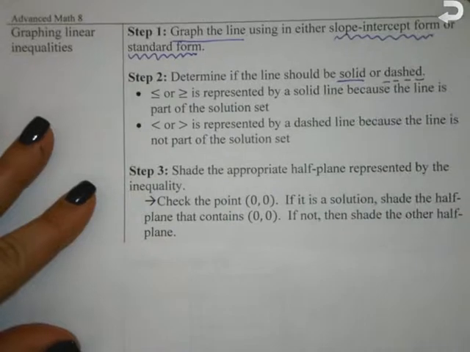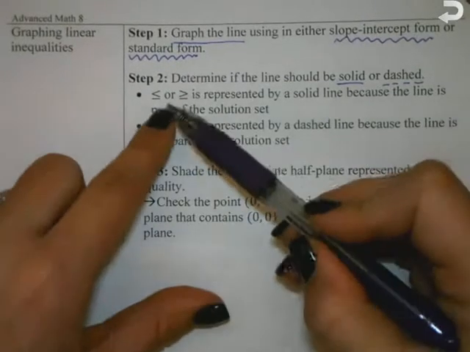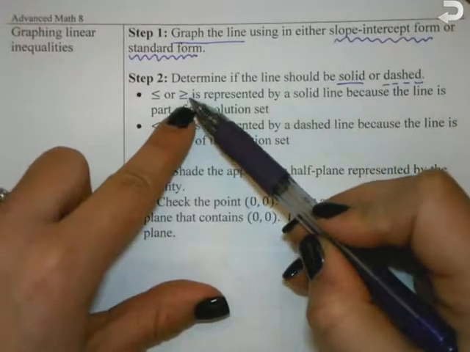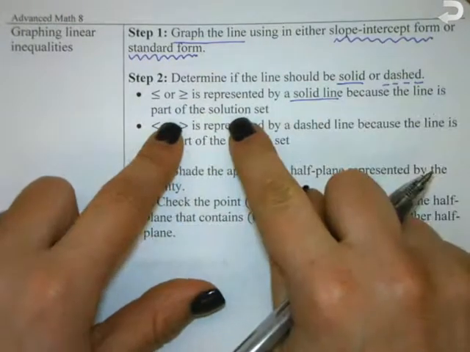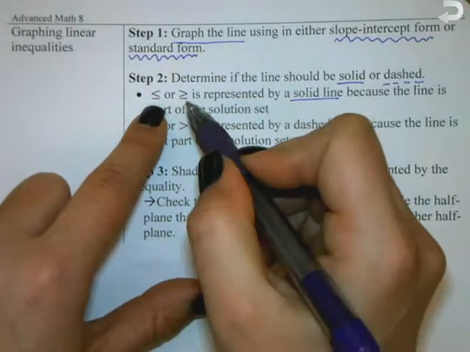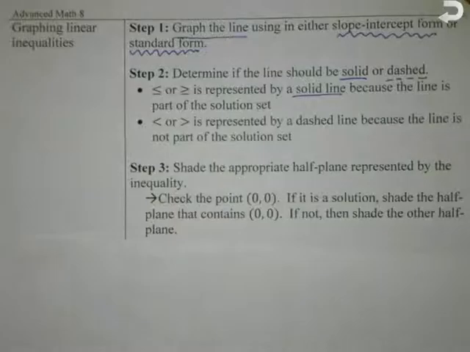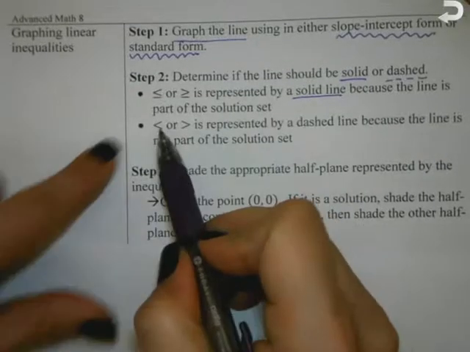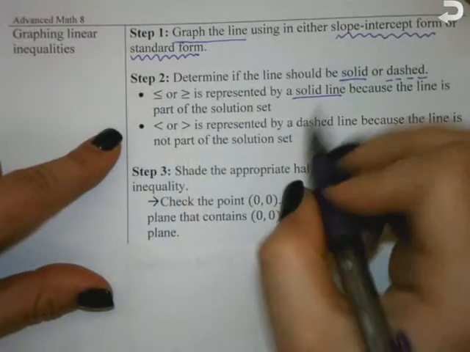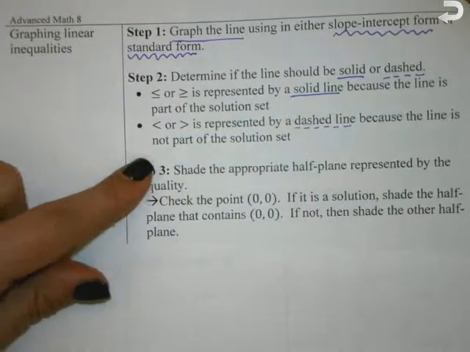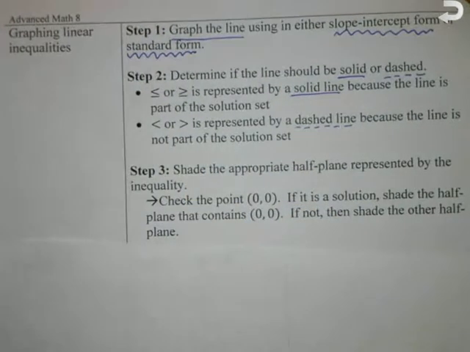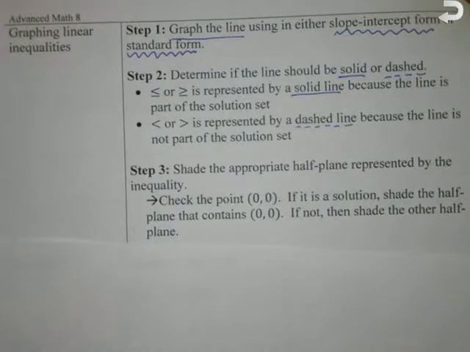How do you tell? If you have less than or equal to or greater than or equal to, that is a solid line because the line is part of the solution set. So if there's an equal to sign underneath it, you make a solid line. If your inequality is less than or greater than, you draw a dashed line because the line is not part of the solution set, so you can't touch it. It's kind of like doing a solid dot or an open dot on a number line.